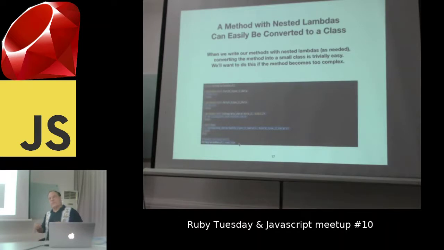So very often what I'll do in my code is I'll write a method, and if the method starts getting longer and more complex, I'll divide it into lambdas. And then if it gets really complex, I'll say, okay, now it's time to make this thing a class, and then I make it into a class. And it's very easy to do.